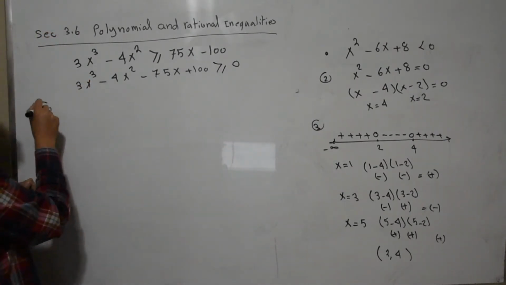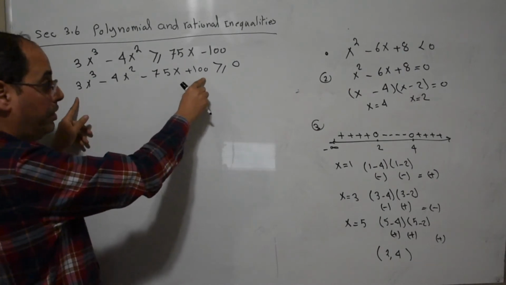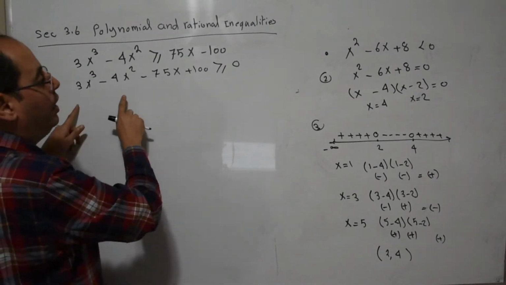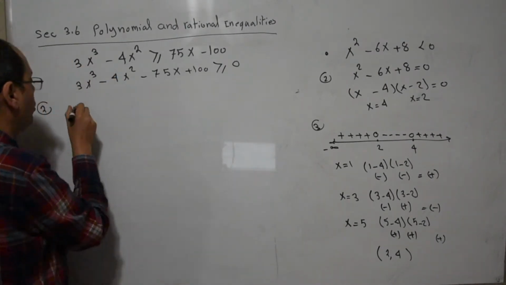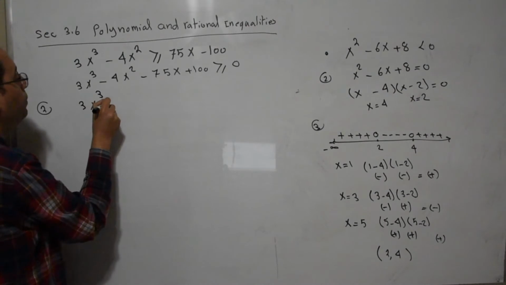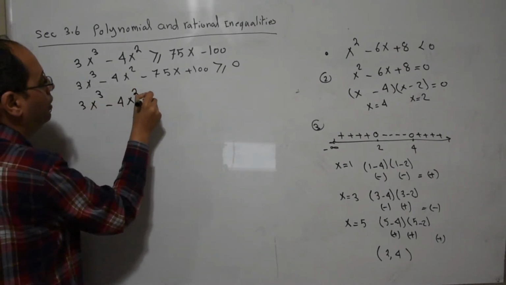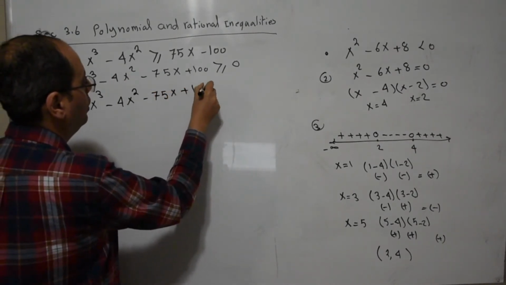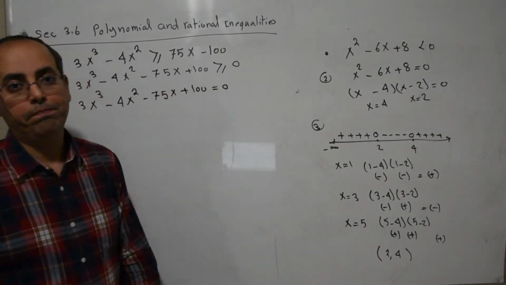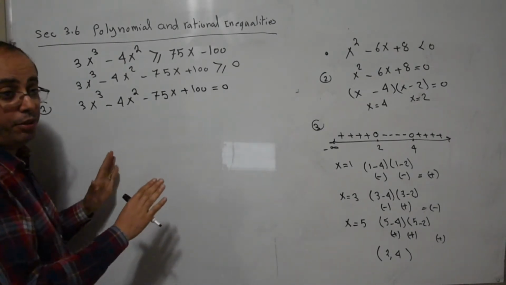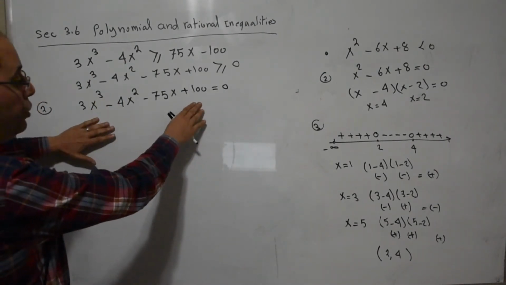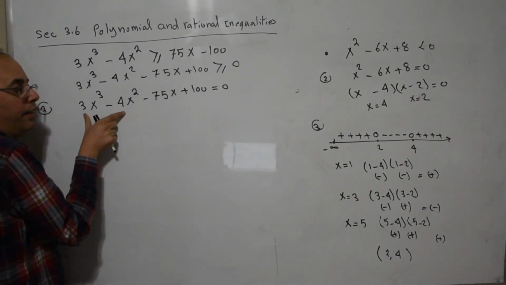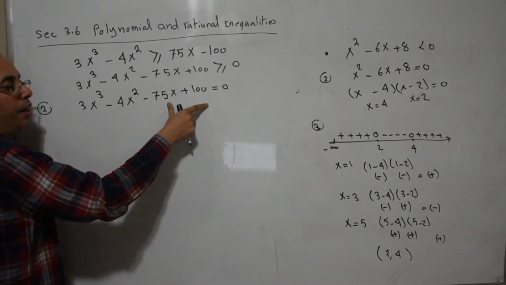The second step is to set this inequality to 0. In other words, convert the inequality to an equation. So 3x cubed minus 4x squared minus 75x plus 100 equals 0. Alright, now this is a very big equation, but if you look at the pattern here, it looks like we can work on this equation by grouping.